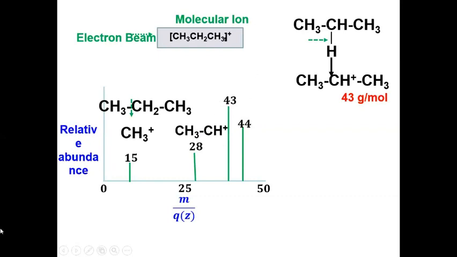Here we must also understand the base peak. The peak at 44 is called the molecular ion peak, and 43 is called the base peak, because this 43 has 100% abundance in the mass spectrum. That is called the base peak. Other peaks like 15 and 28 are called fragment peaks or daughter ion peaks in mass spectrometry.